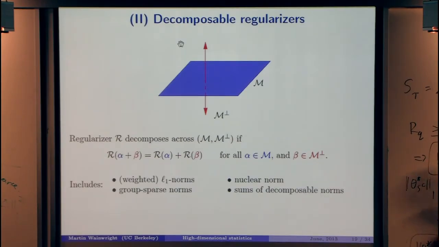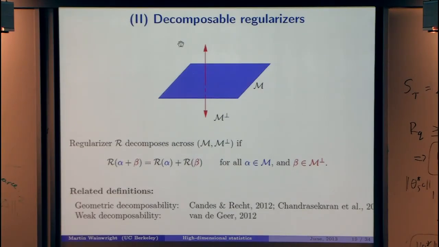So essentially, if you look at the analyses of all these kinds of norms, they're all using this decomposability property at some point. And there are some relaxations of this notion, like weak decomposability of Sara van de Geer, as one. Okay. So those are two ingredients. It's a certain property of a cost function, a certain geometric property of a regularizer. What can you say when this happens?